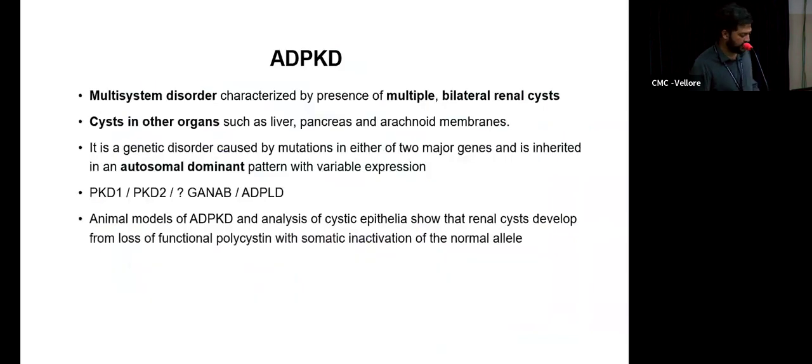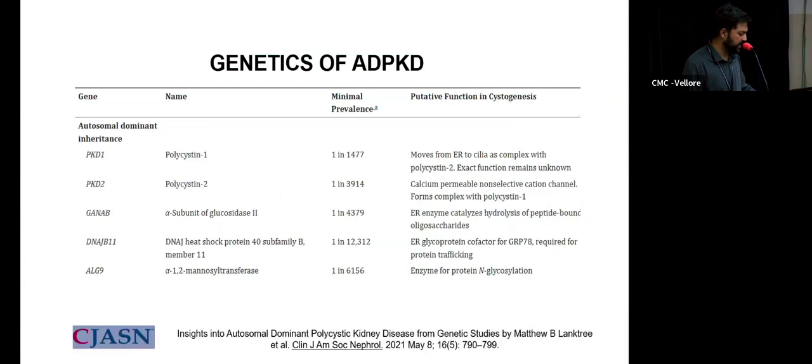A few words on ADPKD. It's a multisystemic disorder with bilateral renal cyst. You can have other cysts in liver, pancreas, and arachnoid membranes also. It's an autosomal dominant disease with PKD1, PKD2 gene mutation. GANAB is another mutation that is predominantly involved in ADPLD. Animal models and analysis of cystic epithelia show that renal cysts develop by a loss of functional polycystin with somatic inactivation of the normal allele. So genetics is mainly PKD1 and PKD2. Their function is to move from the endoplasmic reticulum to cilia as a complex with polycystin. I'll explain that in a diagram.